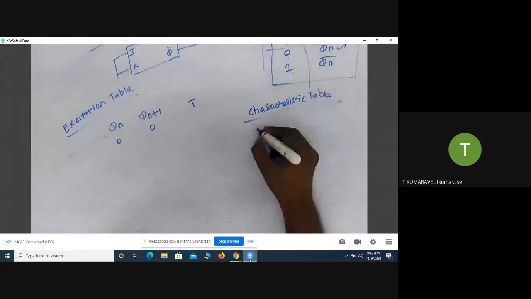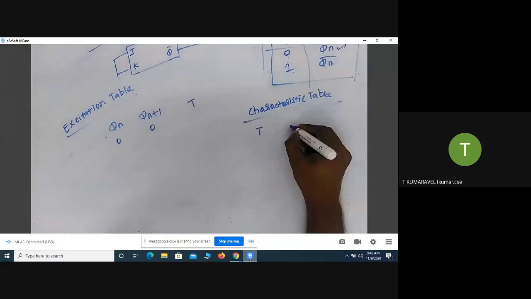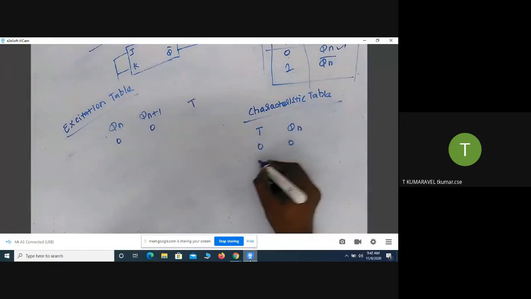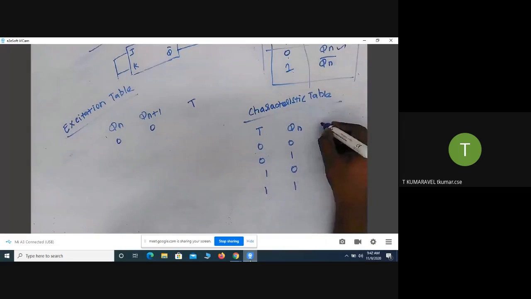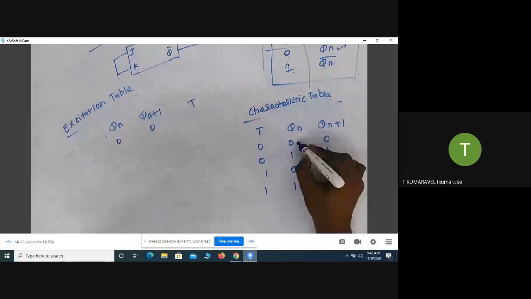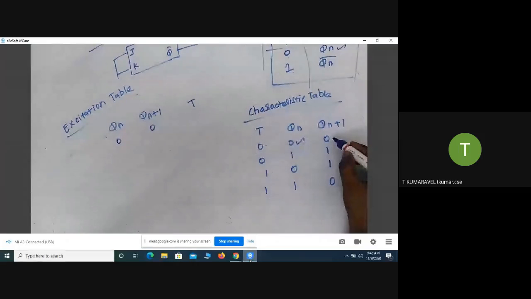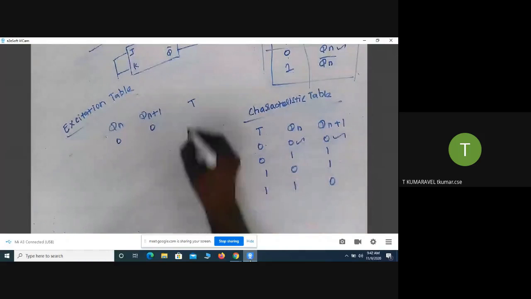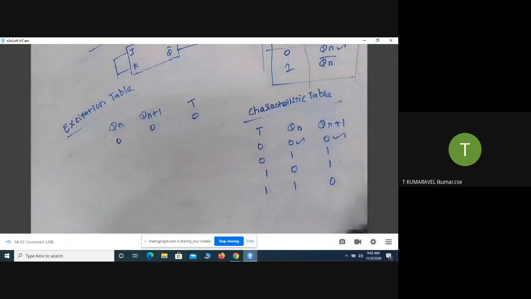What is the characteristic table? Just now we have seen 0 0 0, 1 1 0, 1 1. If you fill up the table, what happens? My previous stage output is 0. The next stage output is 0. What is the input combination? 0. Anything else? No. No problem.